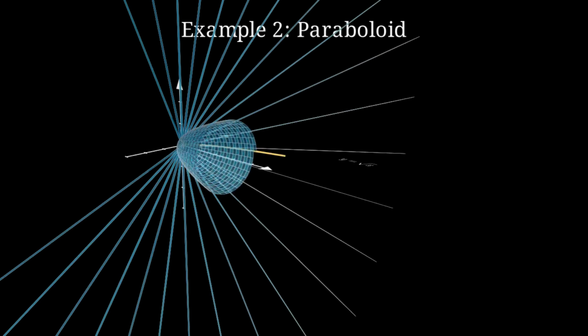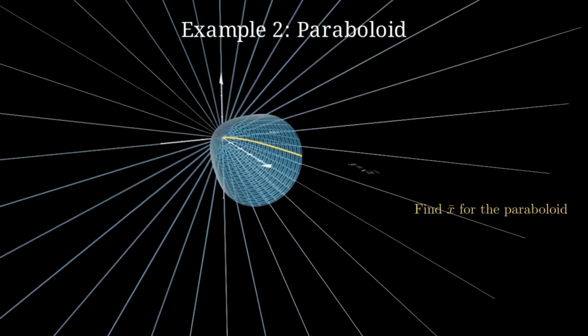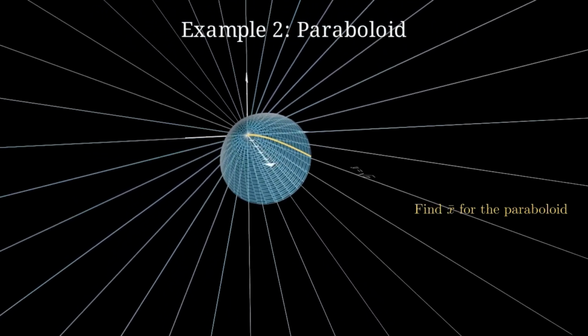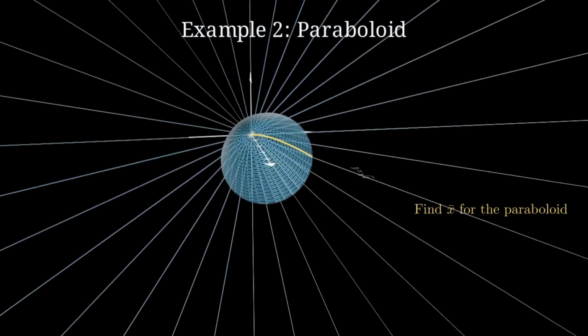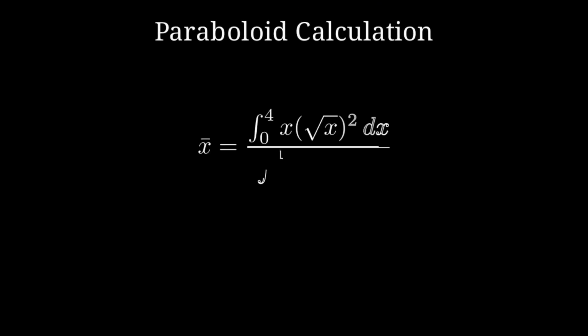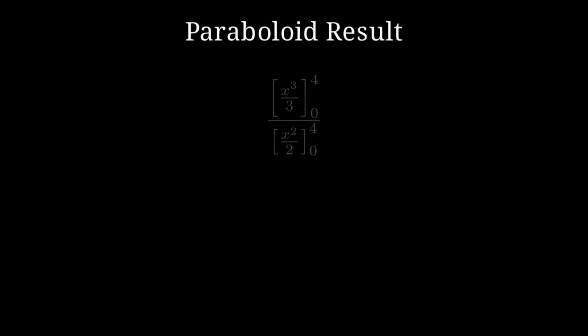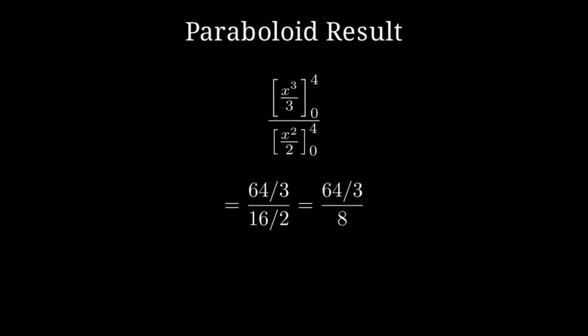Consider a paraboloid formed by rotating y equals the square root of x from 0 to 4. This shape is blunter than a cone, so we expect the centroid to be different. Squaring the square root of x simplifies our integrand to just x. Our ratio becomes the integral of x squared divided by the integral of x. This is much simpler to solve than the cone example. After evaluating the definite integrals, we find the centroid is at 8/3, or approximately 2.67.